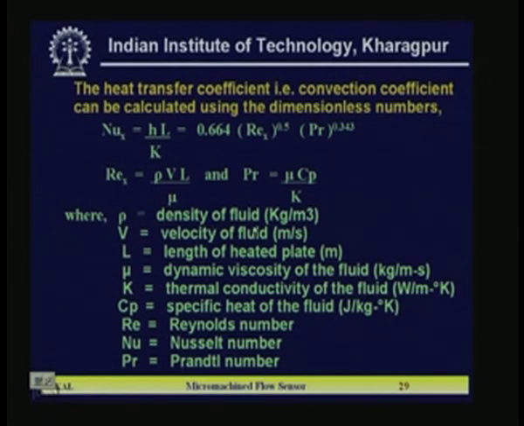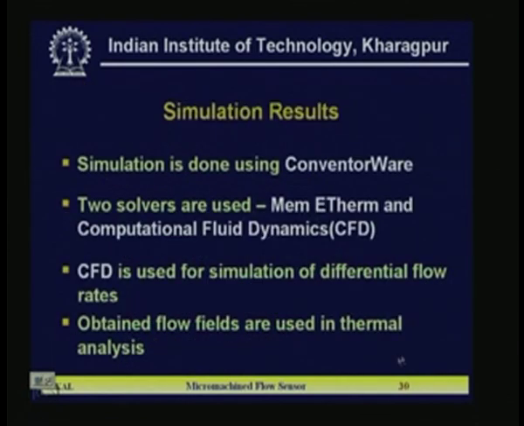Rho is the density of the fluid in kg per meter cube, V is the velocity of the fluid in meter per second, L is the length of the heated plate, mu is the dynamic viscosity of the fluid, K is the thermal conductivity of the fluid, Cp is the specific heat of the fluid, Re is the Reynolds number, Nu is the Nusselt number, and Pr is the Prandtl number. So, these are the relations. Based on those relations, you can do some simulation.